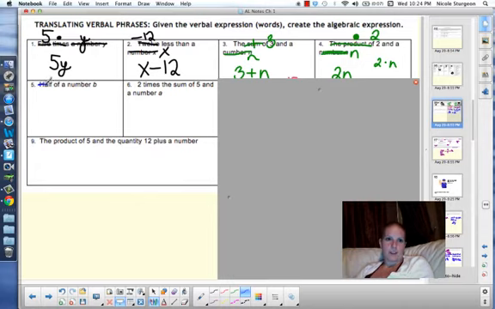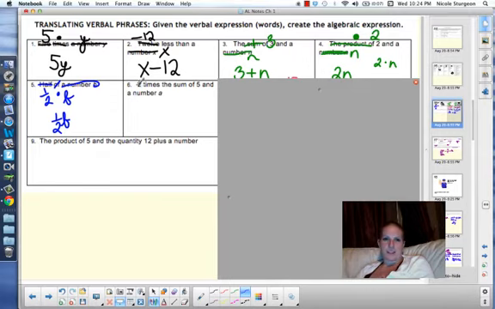Half, again, cross it out, replace it with of a number. Of, we know, means multiply, and a number, b. Half times b, so we translate to half times b.